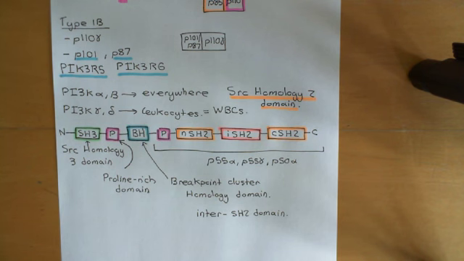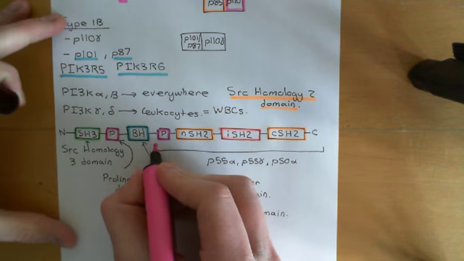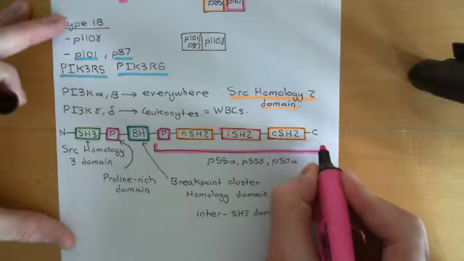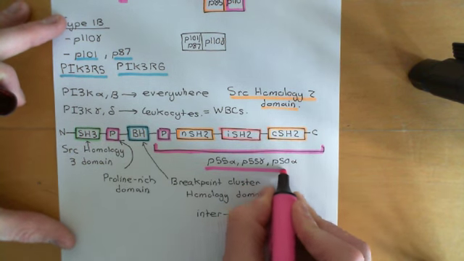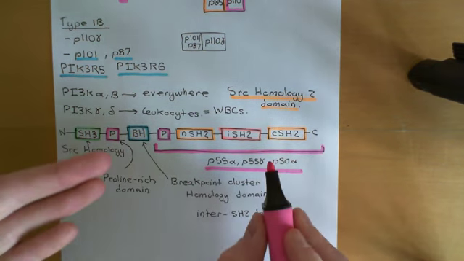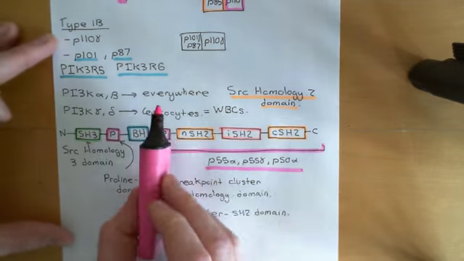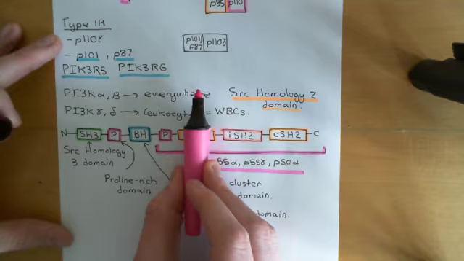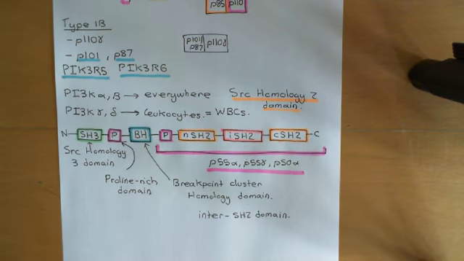So again, I'll reiterate the point that if you are one of these smaller types of P85 type regulatory subunits, either P55 alpha, P55 gamma, or P50 alpha, then you're just going to start here and you're just going to have this proline-rich domain. Then you've got these two SH2 domains, an N-terminal and then the C-terminal SH2 domain with the inter-SH2 domain in between them.